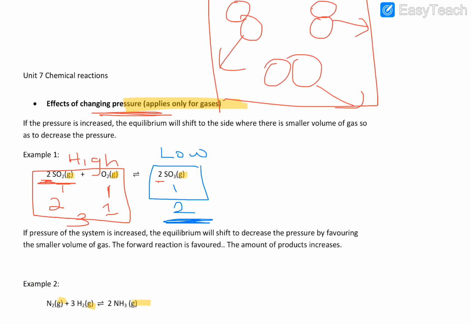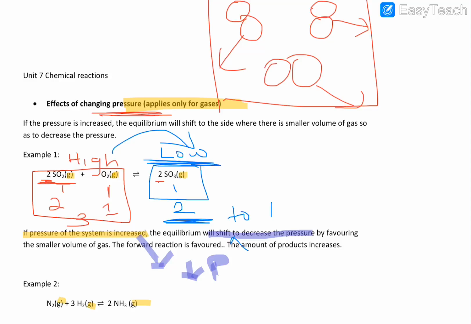Now what are we doing? So if the pressure of the system is increased, what will the system want to do? So the equilibrium is going to shift to decrease the pressure. So in which direction is it going to shift? We are increasing pressure, equilibrium will shift to decrease pressure. So equilibrium is going to shift to the right.